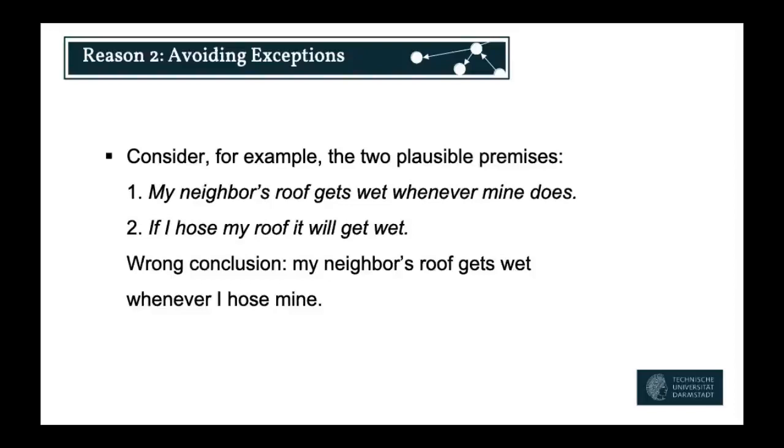The second thing is avoiding exceptions, right? So for example, if we have these two statements, right? My neighbor's roof gets wet whenever I hose mine, or if I hose my roof, it'll get wet. You could get to this wrong conclusion of, my neighbor's roof gets wet whenever I hose mine, right? Which doesn't make sense. So in a sense, also to cope with exceptions, we want to employ probabilities.